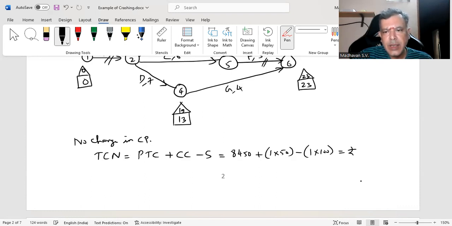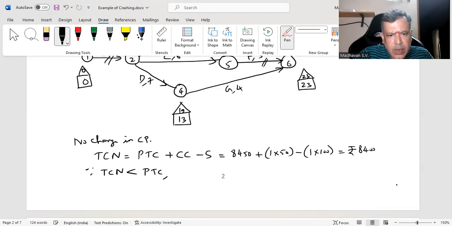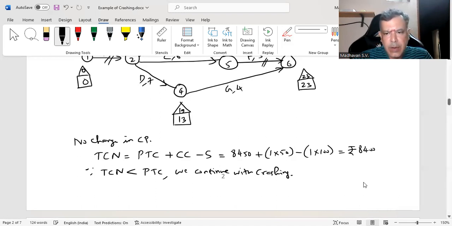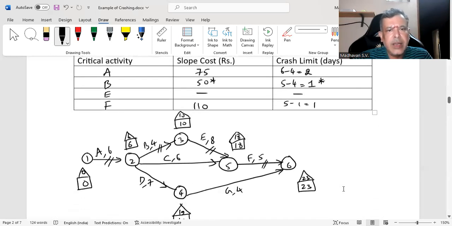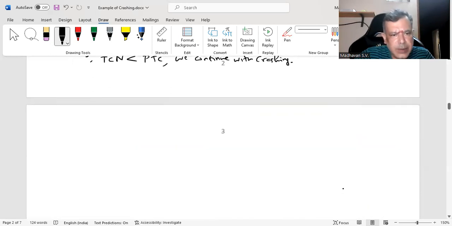So you can say rupees 8,400. Since the cost is reducing, since total cost now is lesser than the previous total cost, we continue with crashing. So again, we have to move on. Till now, we did 3 iterations. Now, 4th iteration.